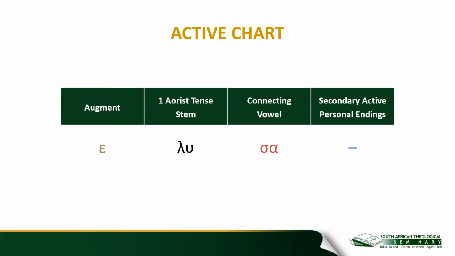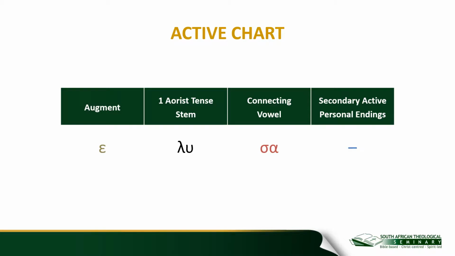This chart shows the building blocks for the first aorist active indicative. We have the augment, it's a past tense. The first aorist tense stem, in this case li. The first aorist tense stem is almost always identical to the verbal root, and it is usually the same as the present tense stem. Then comes the tense formative sigma alpha, which is diagnostic for the first aorist. And finally, the secondary active personal endings. The aorist is an augmented tense, therefore it takes secondary personal endings.